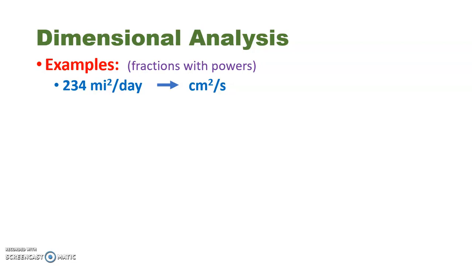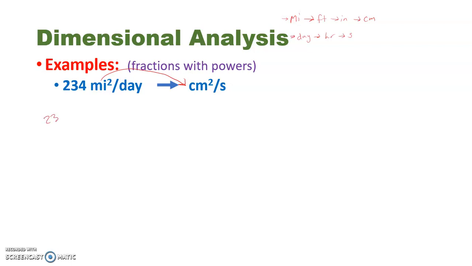So we've got miles to centimeters. Let's write out that road map. I know how to go from miles to feet, feet to inches, inches to centimeters. I know those from the pink sheet. Days to hours, hours to seconds. So I'm going to do the top first, that's 3 steps, and the bottom's 2 more, so this is going to be a total of 5 steps.